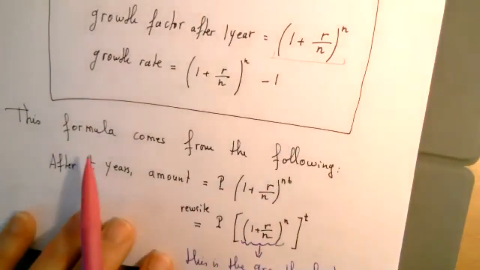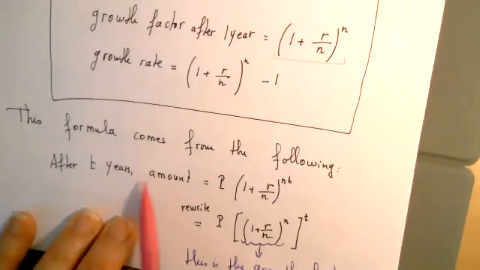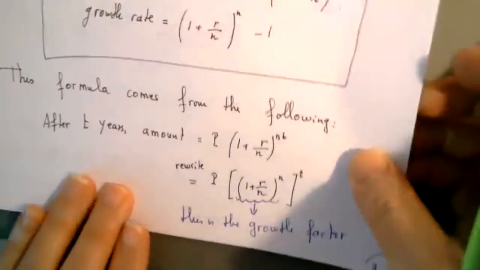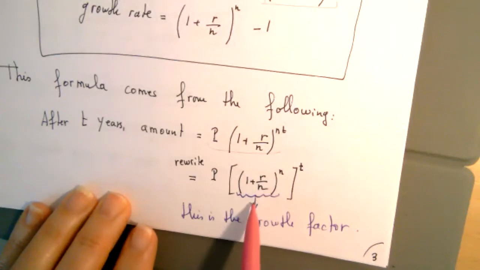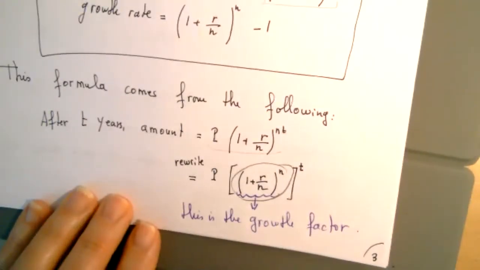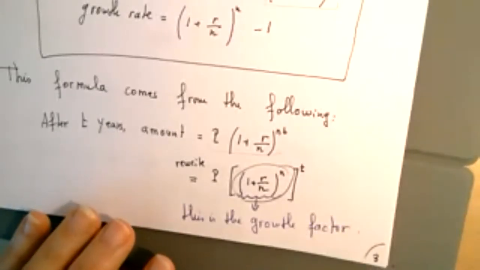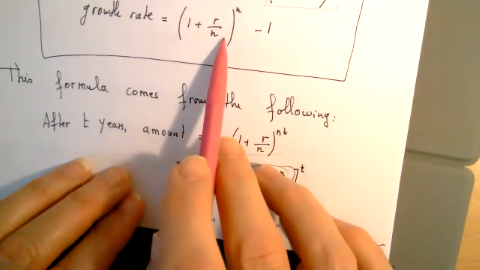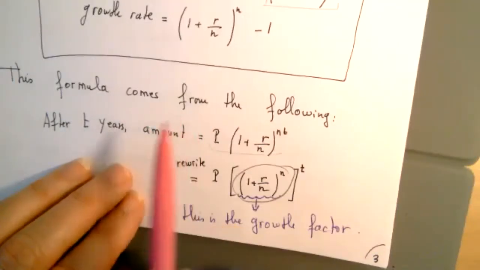I'm trying to explain where this formula comes from. After 3 years, that's how much money you have. If I rewrite it as P times, 1 plus r over n to the power n, the whole thing to the power t, this becomes the growth factor. Once I know it, it's easy to find the growth rate. The growth factor and the growth rate are usually what you get when you go to the bank. They usually give you the growth rate, which they call the yield. They tell you how much you're getting per year because it makes more sense to us.